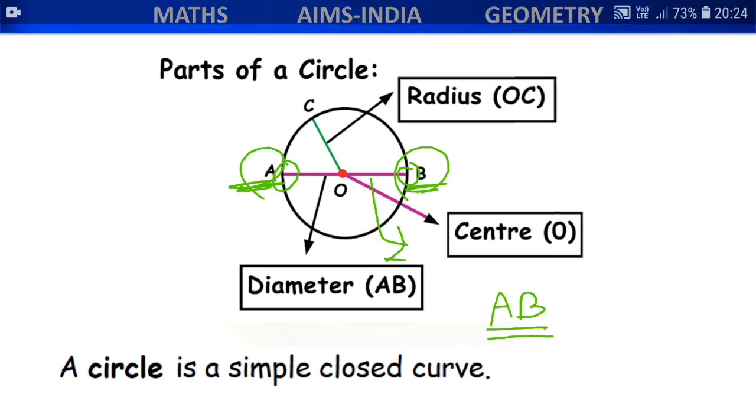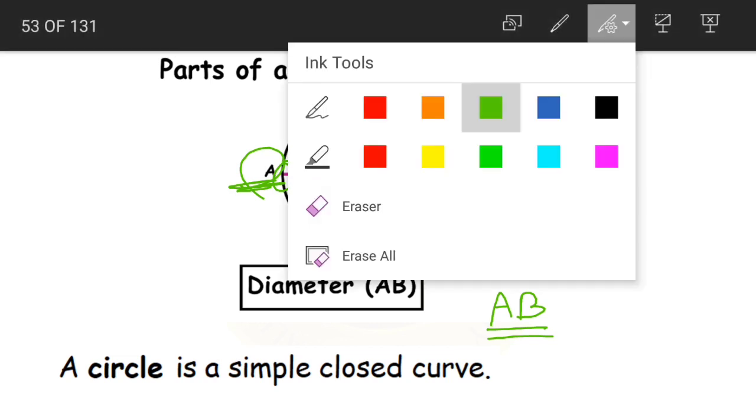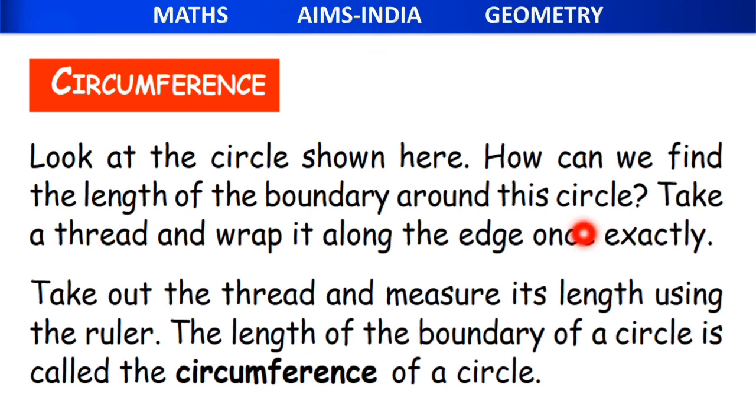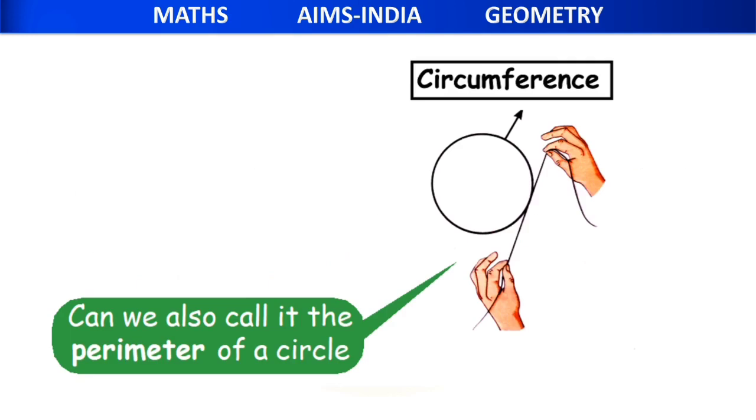What are these? These are the parts of our circle. What are the parts of our circle? We have a radius, we have a center of the circle, and then we have a diameter of our circle. Now coming to circumference. Look at the circle shown here. How can we find the length of the boundary of this circle? Take a thread and wrap it along the edge once exactly.